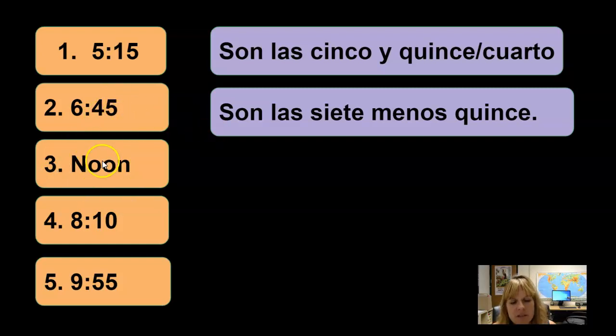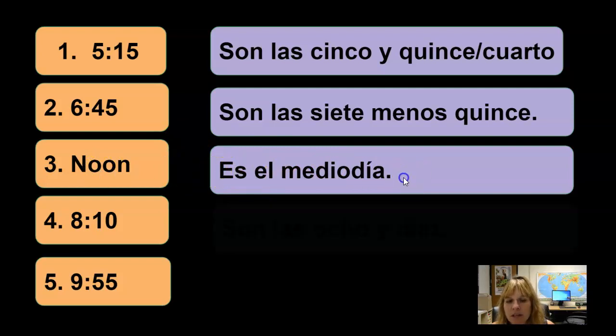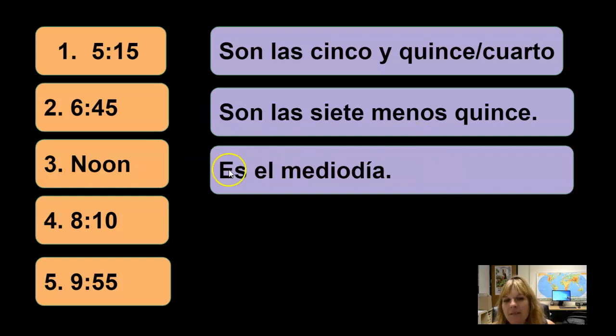So número 3, I just mentioned a rule that you use es la for 1 o'clock and for all other times you use son las. This is one of the exceptions. Again, there's two ways to say noon. We could say son las 12, but we also could say es el mediodía. Muy bien. Excelente. So, es el mediodía. This is the only other one that you can use es with. So, es el mediodía or es la una. You also could say son las 12 por la tarde to clarify that it's 12 in the afternoon.